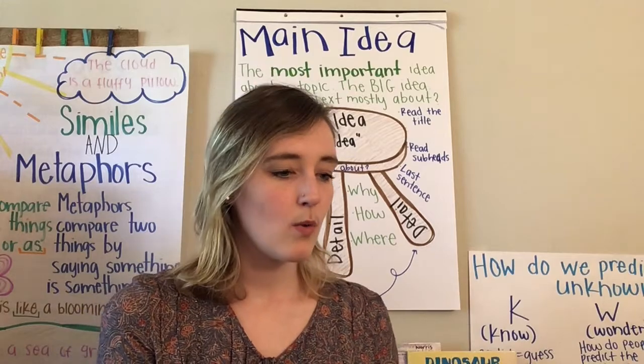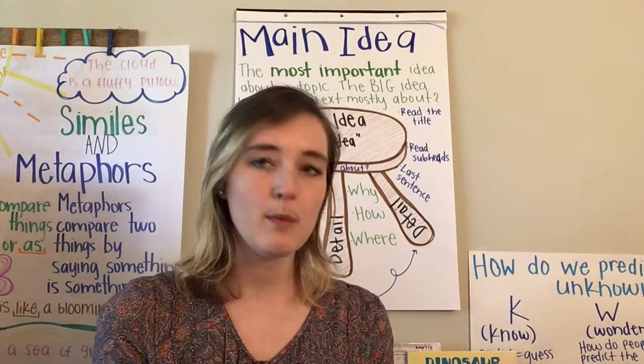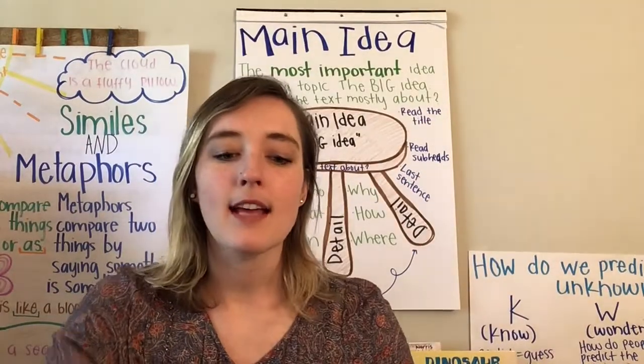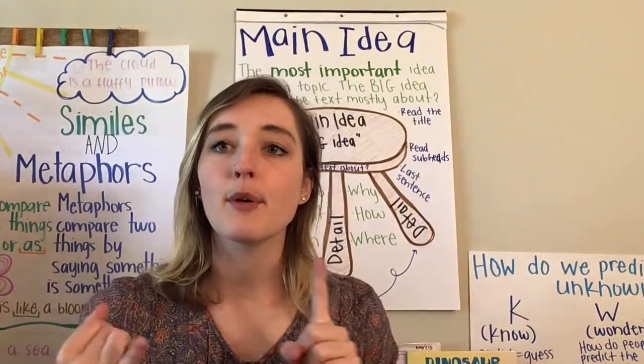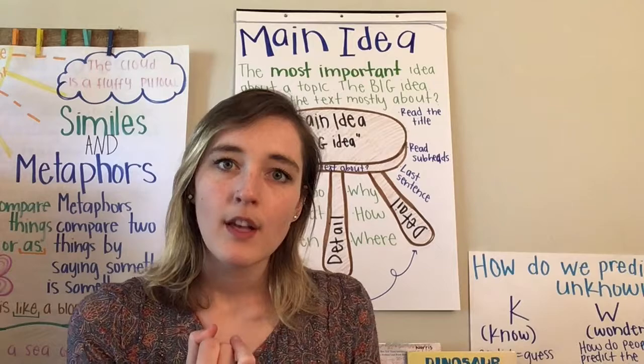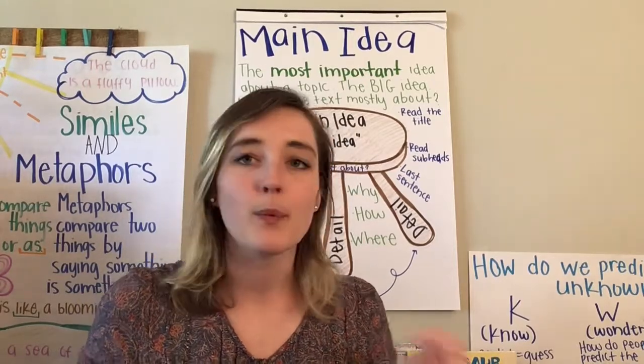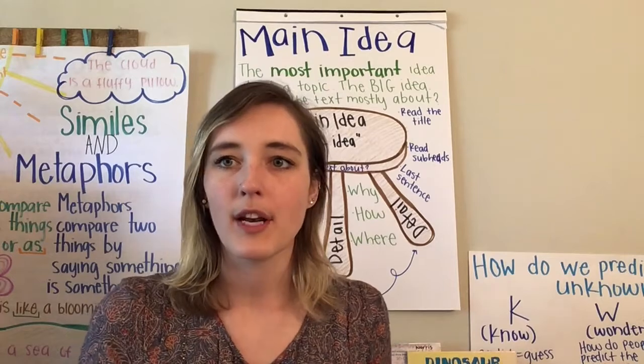Okay, so now we are on to paragraph 3, which is on page 8. Turn to page 8. Same thing as last time. What we're going to do is I will read the paragraph out loud, you will underline and highlight and circle, and then you will write the key details on your graphic organizer. Let's go.